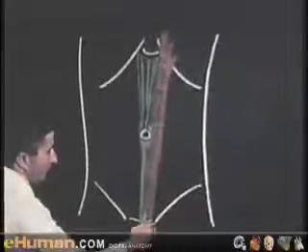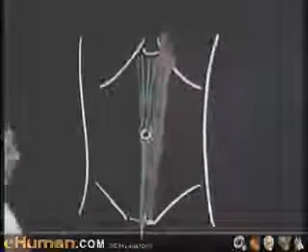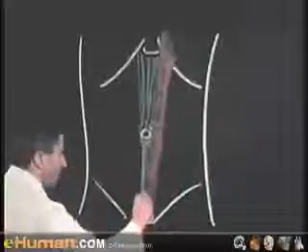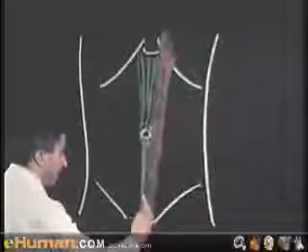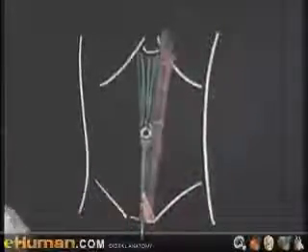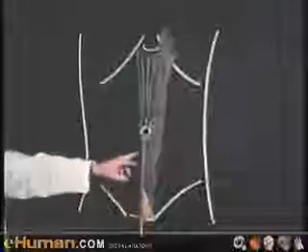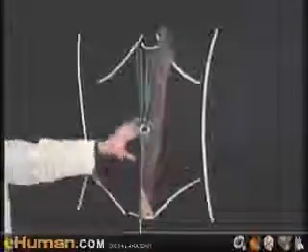Now there's another muscle down here, a small muscle known as the pyramidalis. This arises from the front of the body of the pubis and passes upwards and is inserted into the linea alba. It lies in front of the rectus abdominis, and its function is to tense the linea alba. It is supplied by the 12th thoracic nerve.